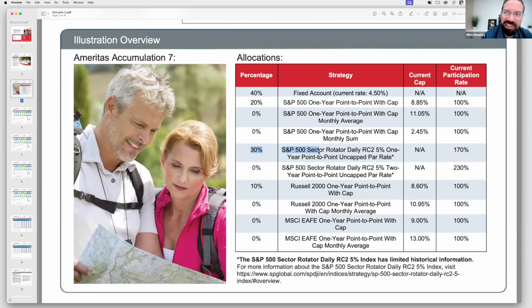And then I put 30% into the S&P sector rotator. But look here, it's not capped, right? Instead, it uses something called a participation rate, which is 170%. Participation rates mean that you're participating at 170% of the gain. So you get 170% of whatever this goes up to. So if it goes up to $10 a share, then you're going to get $17 because that would be 170%. So you actually get more if the investment goes up on this one. And then in this illustration, we put 10% of your money into the Russell index. And the Russell index is kind of like the grandfather of all S&P indexes. It's been around forever, kind of like your steady Eddie.